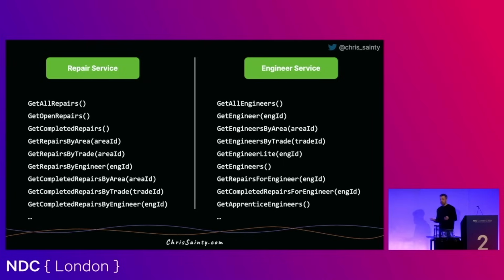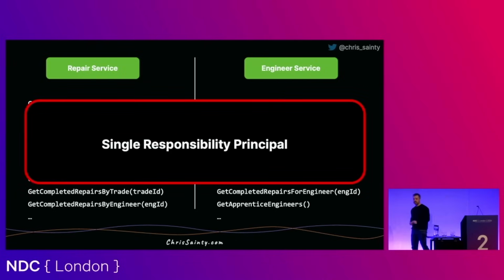The other problem with this service is the single responsibility principle. A class should have one reason to change. Do we think that's got one reason to change? How can something have one reason to change when we've got 5,000 lines of code in it? I mean, that'd be a really good reason.